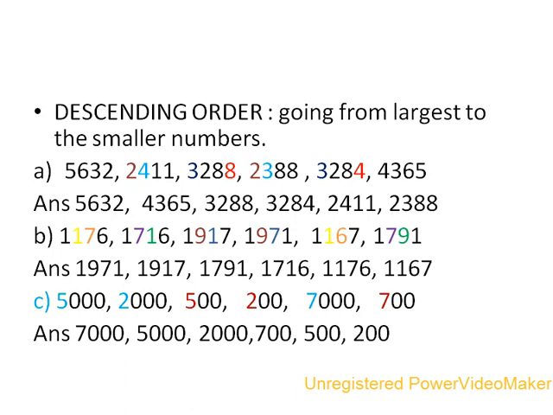See the other example also. 5000, 2000, 500, 200, 7000 and 700. Here there are 3-digit numbers and 4-digit numbers also. So first we have to compare the 4-digit numbers, because 4 digits is greater than 3 digits. At the thousands place, 5, 2 and 7 are there. So 7 is the largest, so we will take 7000 first, and then 5 and then 2. So it will become 7000, 5000, 2000.